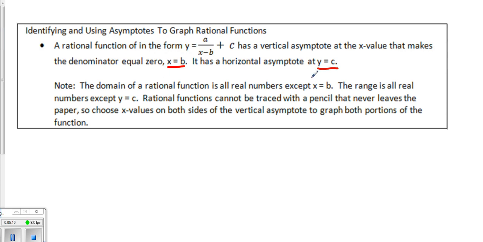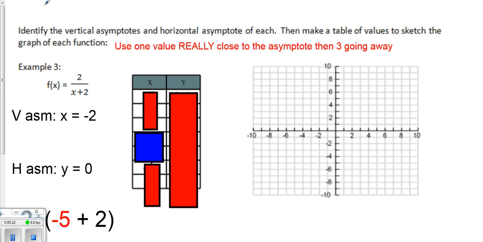Rational functions cannot be traced with a pencil that never leaves the paper, so choose x values on both sides of the vertical asymptote to graph both portions of the function. And again, you'll see what that looks like as we go through our examples.